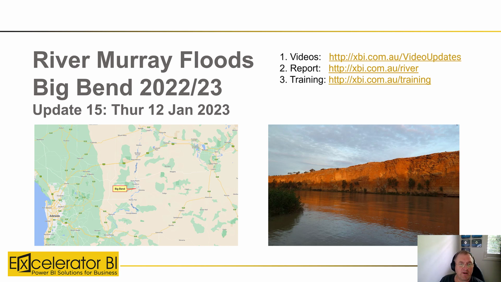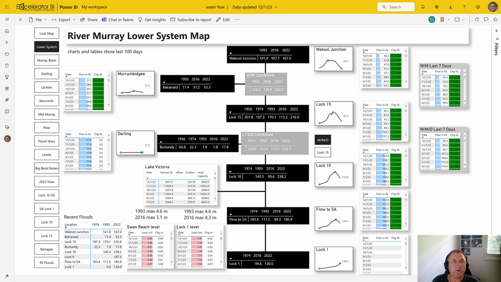Okay, let's jump in and have a look at what's happening at Big Bend. Here we are in the lower system map in my interactive report. The data has been updated for today, the 12th of January. You would know if you've been following closely, the peak has actually passed Big Bend now. We'll take a look at that in a moment.